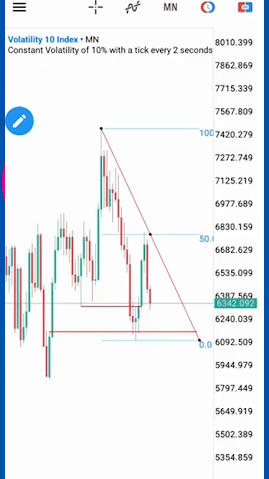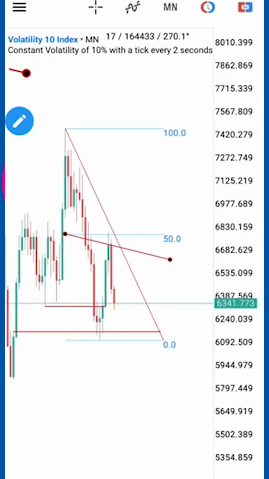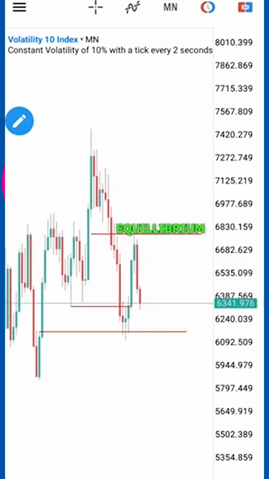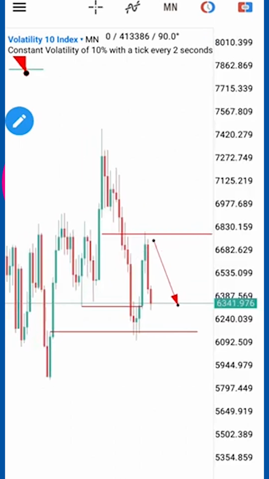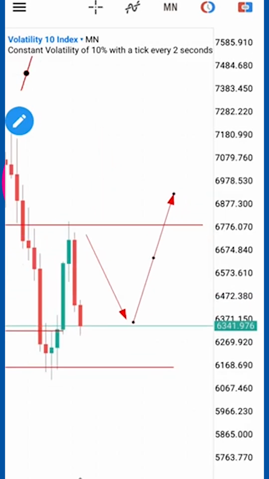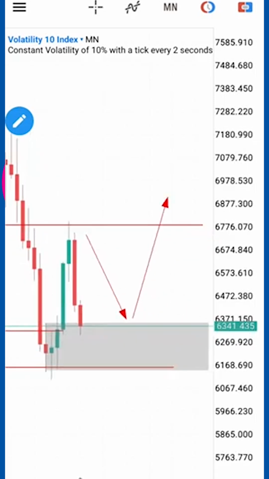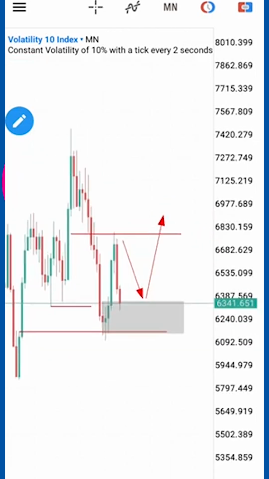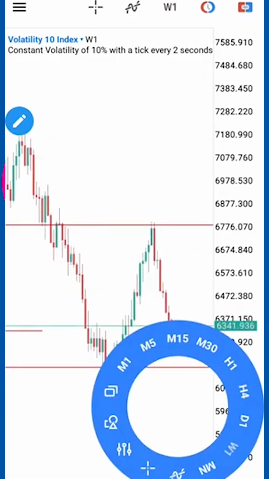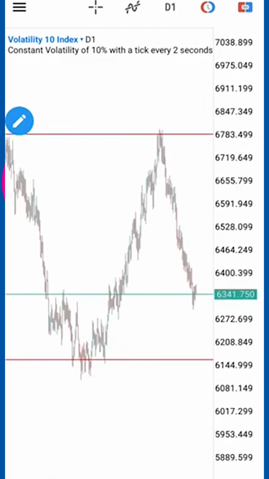So it shot up, and you can see it hit the equilibrium after it shot up, and of course it has to drop down and then continue moving upwards. That's what I'm analyzing on the big time frame. Right now we're currently on a monthly bullish order block, so we might buy it, but I'll show you in detail when we analyze on the smaller time frame.